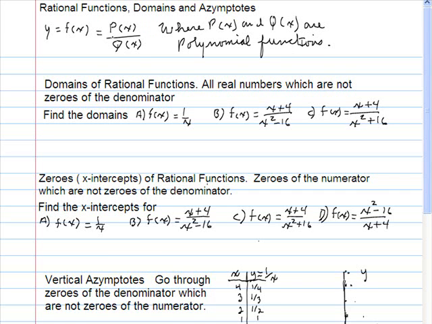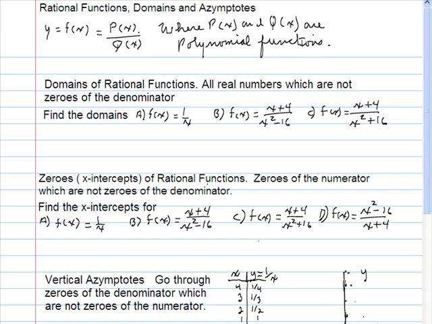Now you could easily have a quotient p of x over q of x where they weren't polynomials, but in our terminology we would not call that a rational function. So we're going to assume if we've got a quotient, it will be a quotient of polynomials. Otherwise it's not considered a rational function.